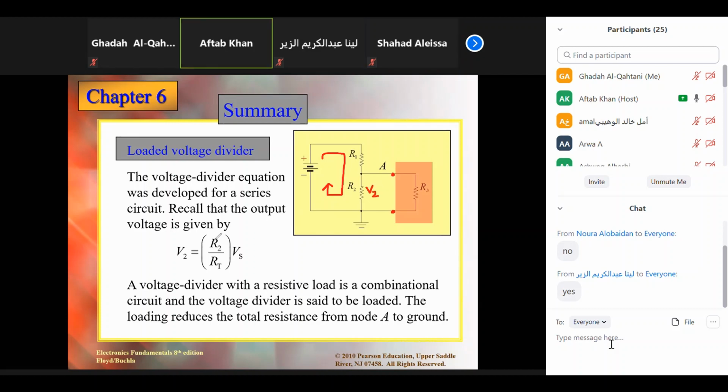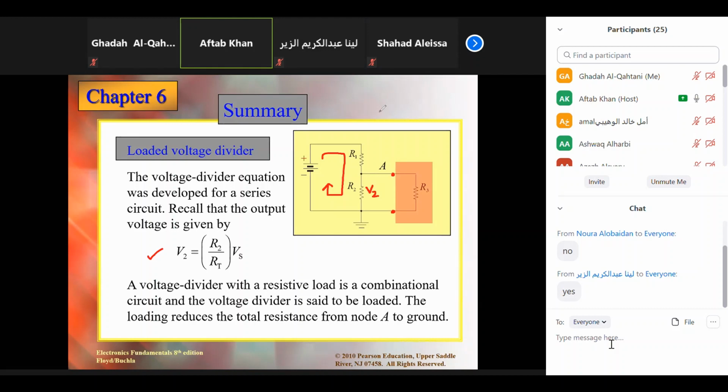V2 you can calculate by the formula which we call voltage divider. Because it is a series circuit, we can apply a voltage divider. So we can say R2 over RT, RT being R1 plus R2 because it is in series, multiplied by VS. So this is without load; we can say this is a voltage divider without load. Now girls, what happens if I connect a load to this circuit?